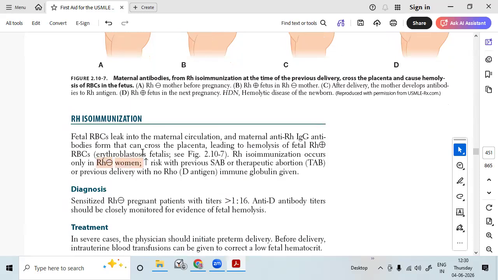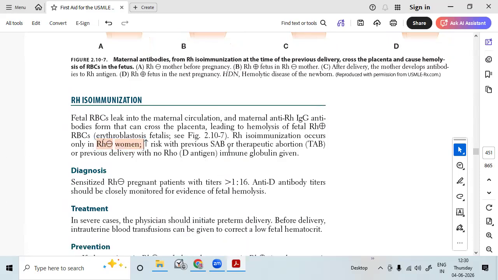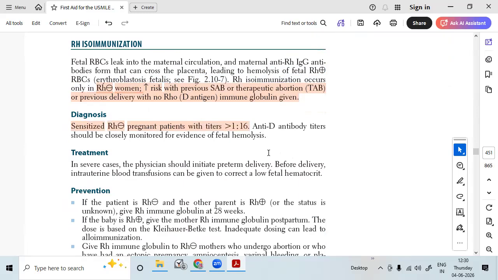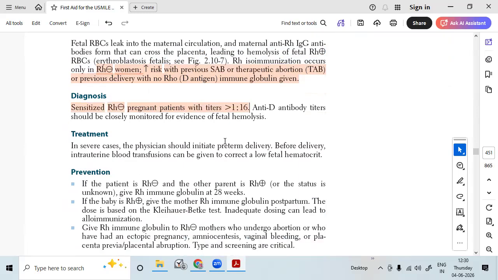This will be a screening. It increases risk with previous spontaneous abortion, therapeutic abortion, or previous delivery with no Rh-D antigen immunoglobulin given. Diagnosis: a sensitized Rh negative pregnant patient with titers more than 1:16. Anti-D antibody titers should be closely monitored for evidence of fetal hemolysis. In severe cases, the physician should initiate preterm delivery. Before delivery, intrauterine blood transfusion can be given to correct a low fetal hematocrit.